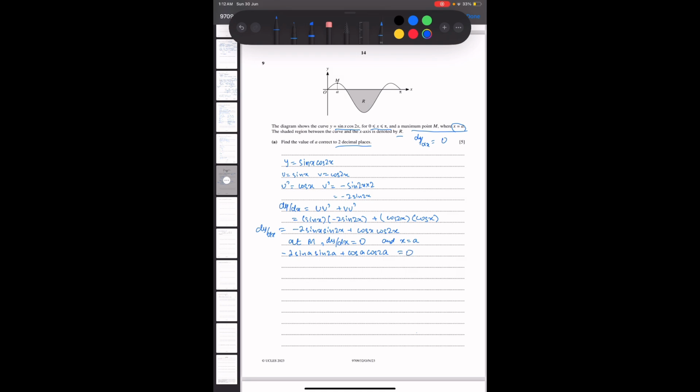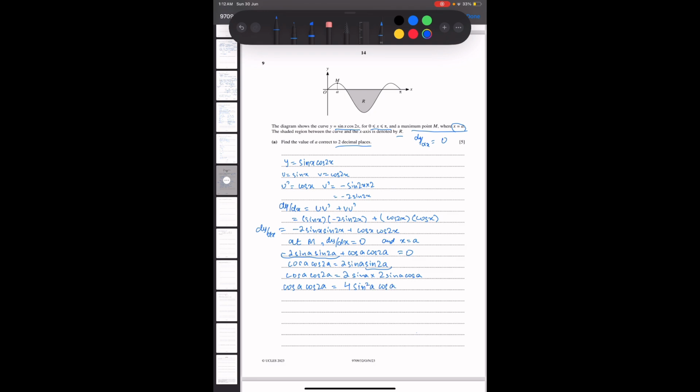Since there's nothing common over here, I'm just going to send this negative term to the other side, and it will be cos a cos 2a is equal to 2 sin a sin 2a. Now I can expand sin 2a, so cos a cos 2a is equal to 2 sin a multiplied by 2 sin a cos a, and this will be cos a cos 2a is equal to 2 times 2, so 4 sin squared a cos a.